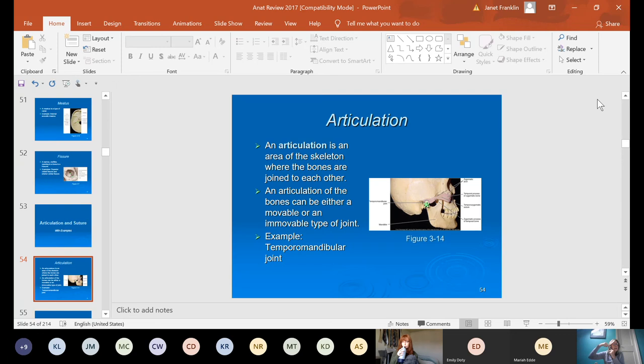So all throughout chapter 3, they talked about bones articulating with each other, like the parietal bones articulating with each other at the sagittal suture. So the articulation in that case is not a movable joint.